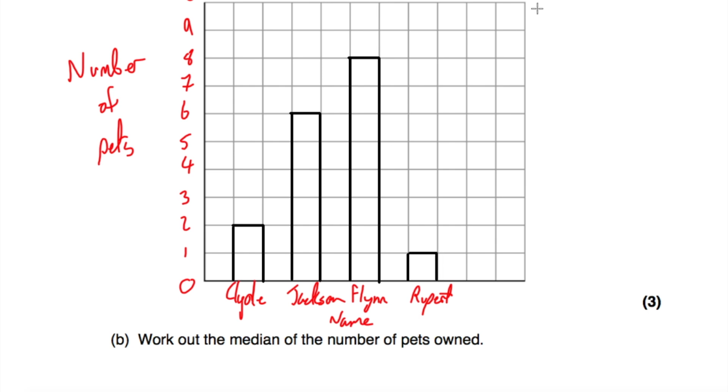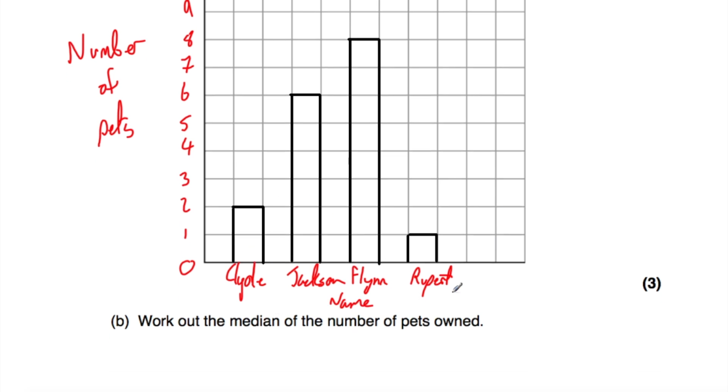And that's it, we've drawn the bar chart. And each of the bars has got the right heights, the right frequency, the right number of pets. And we've got each of the bars having the same width as each other. And we've got gaps in between them and so on. And part B says work out the median number of pets owned.